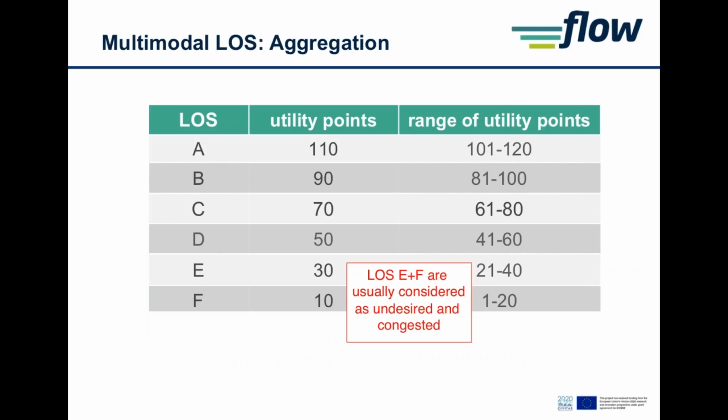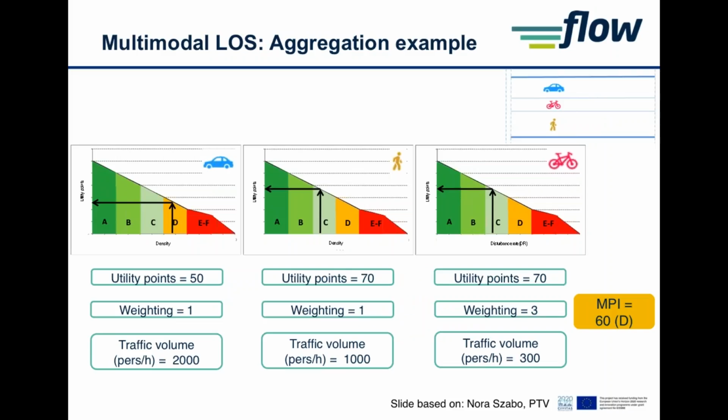So we do this aggregation by using utility points per level of service per mode and calculating the mean utility points. LOS E and F are usually considered as undesired and congested. So the value of 40 or less could be considered as congestion by a city, but again, this is up to the city to decide whether that is desired or undesired.